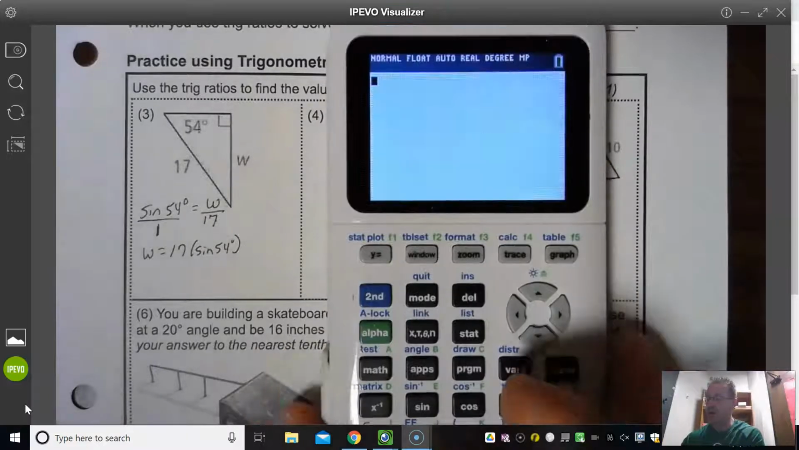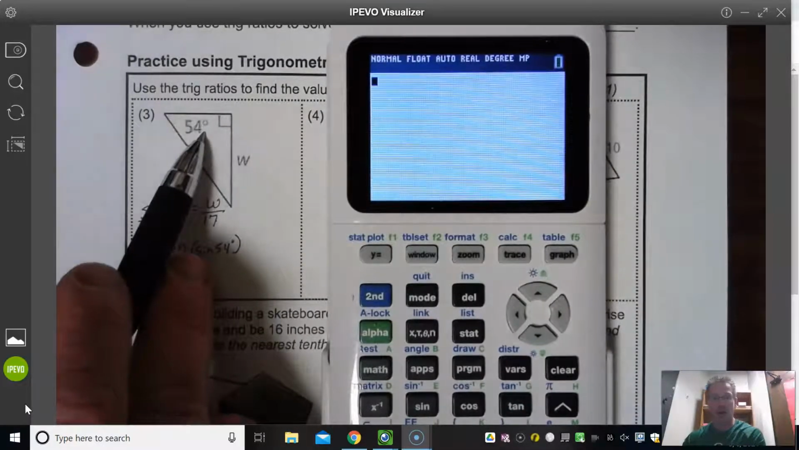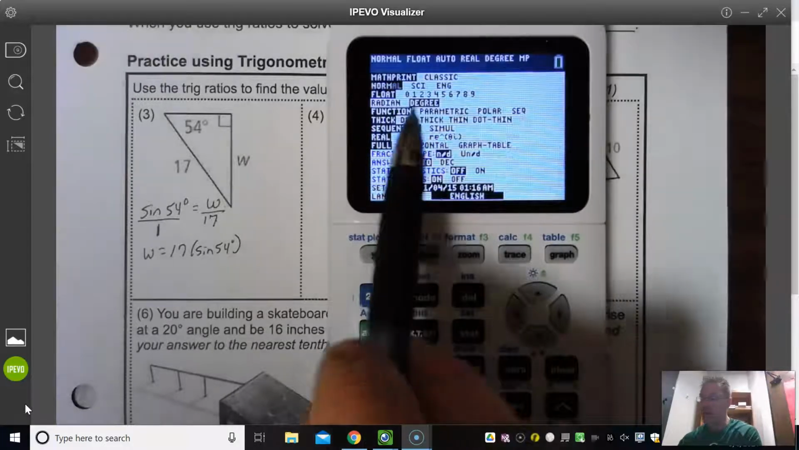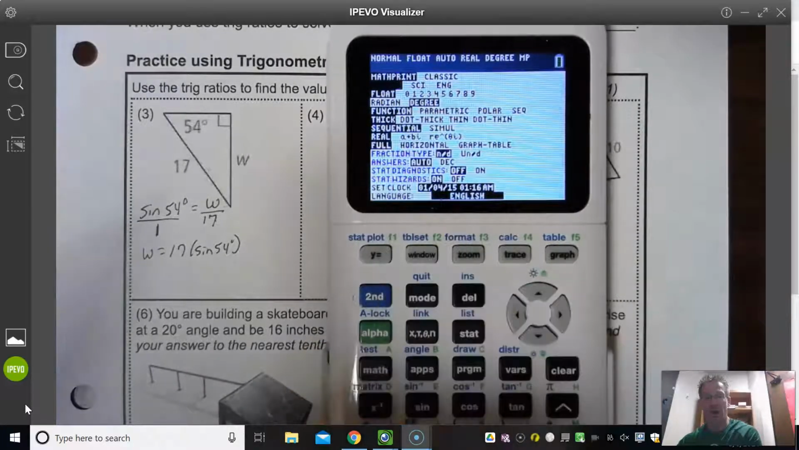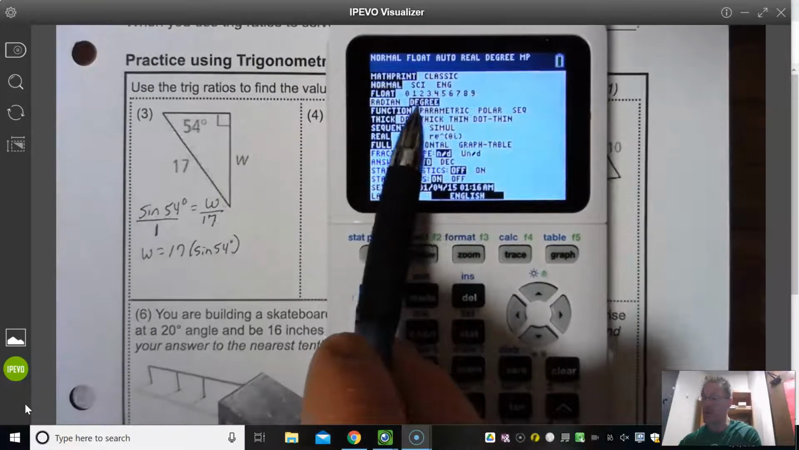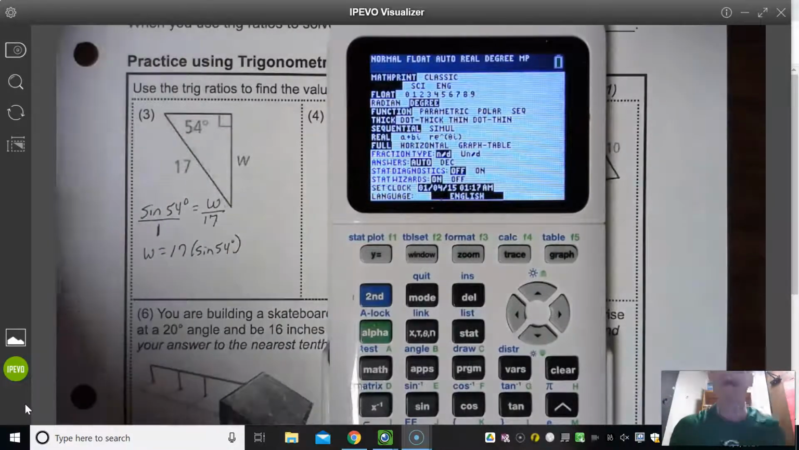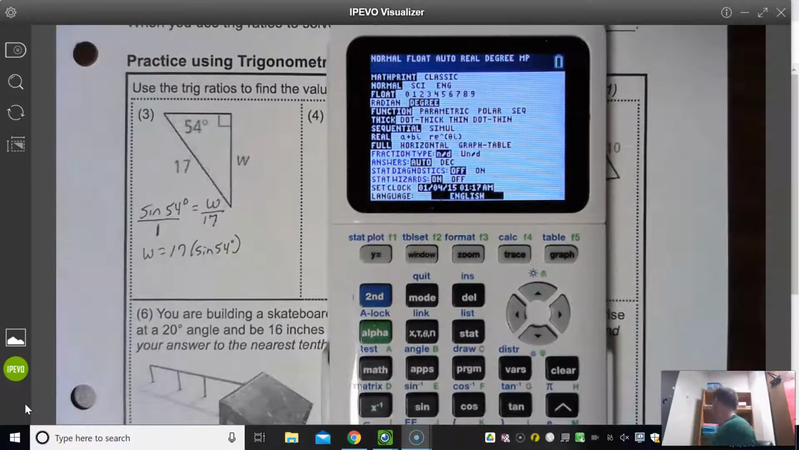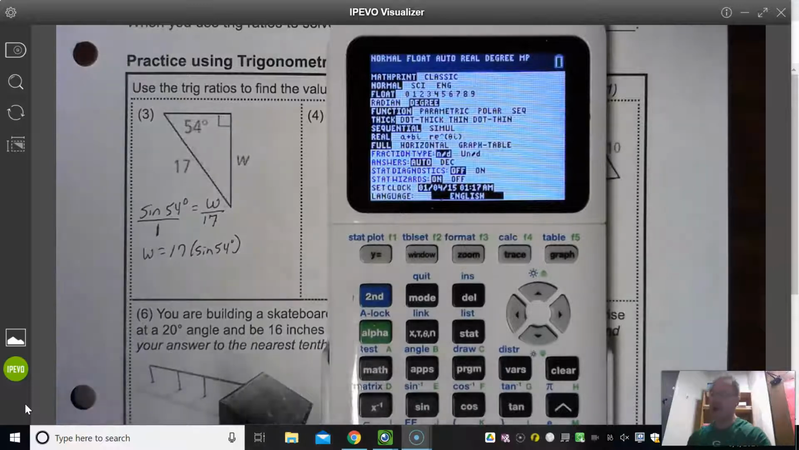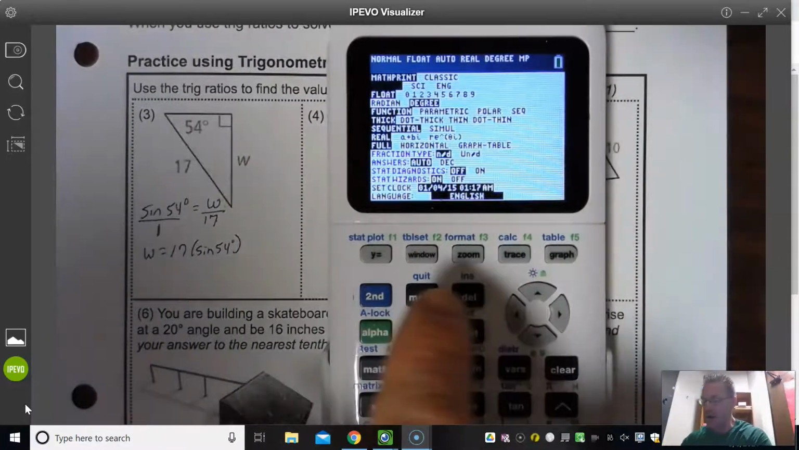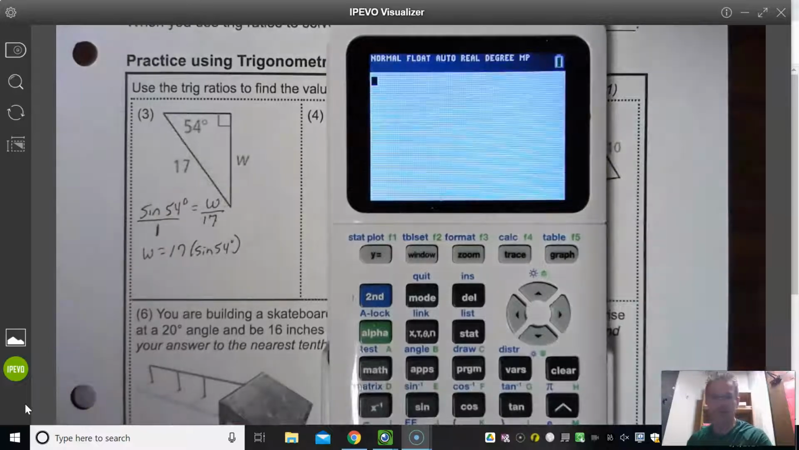Now, the other thing is notice that we are in degrees. There should be somewhere on your calculator, like on mine, if I go to mode here, you can see that I have a choice between radian measure and degree measure. So you want to make sure that the degree measure is highlighted. On some of the other scientific calculators, you'll normally see DEG at the top, and that's how you know that you're in degree mode.